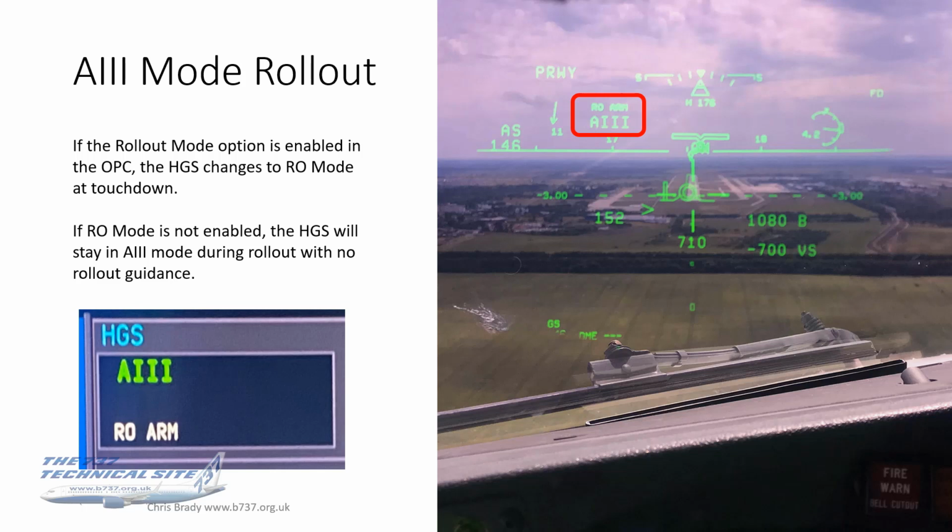A3 mode rollout is shown on there. So if the rollout mode option is enabled in your config, then the HGS changes to rollout mode at touchdown. If it's not enabled, i.e. if your airline hasn't got this option, then the HGS will just stay in A3 mode during rollout with no rollout guidance. So if you don't already know, check your FCOMs to see whether you've got rollout mode or not.